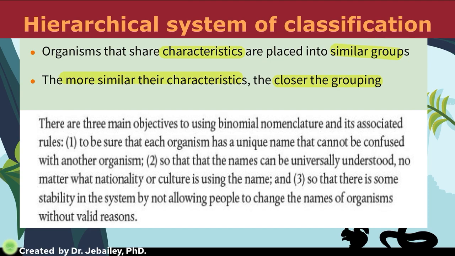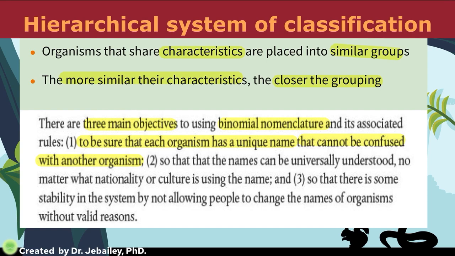There are three reasons, the main objectives, why we're using this binomial nomenclature. One is to be sure that each organism has a unique name that cannot be confused with another organism. So we have, let's say, millions of species in the world. None of these species will have exactly the same name.